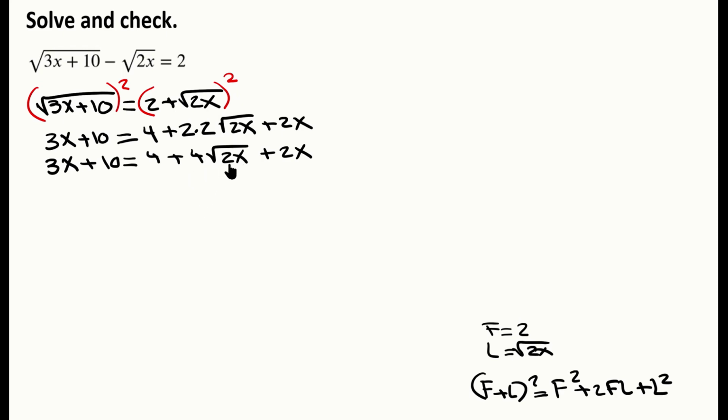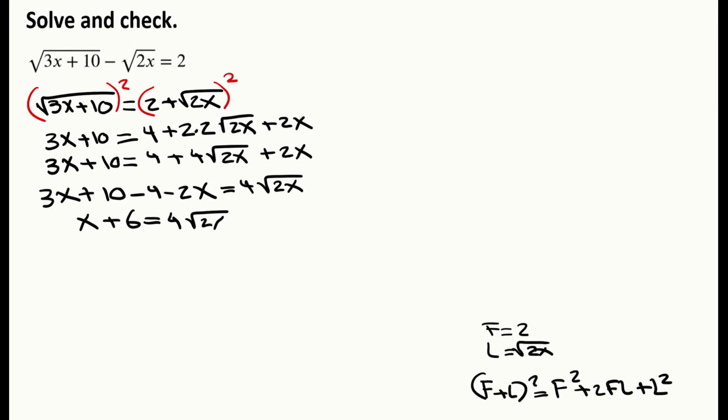We're going to go ahead and isolate this radical term, and then we're going to square again to get rid of it. So let's go ahead and move everything else to this side. So we have 3x plus 10. We'll bring the 4 over, it'll become negative 4. We'll bring the 2x over, and it'll become negative 2x. And on the other side, we have 4 radical 2x. So the left side, when we combine 3x and negative 2x, gives us x. And when we combine 10 and negative 4, gives us plus 6. And on the right side, we have 4 radical 2x.